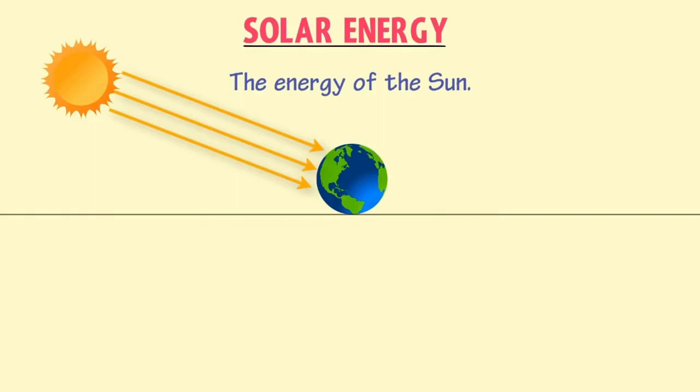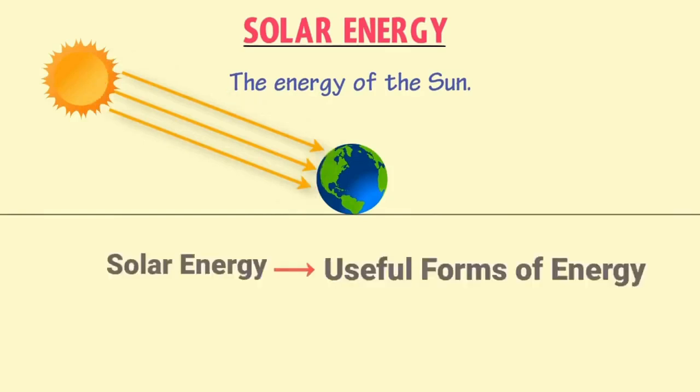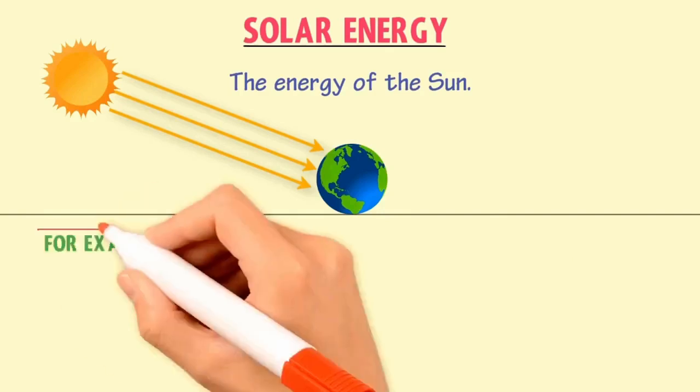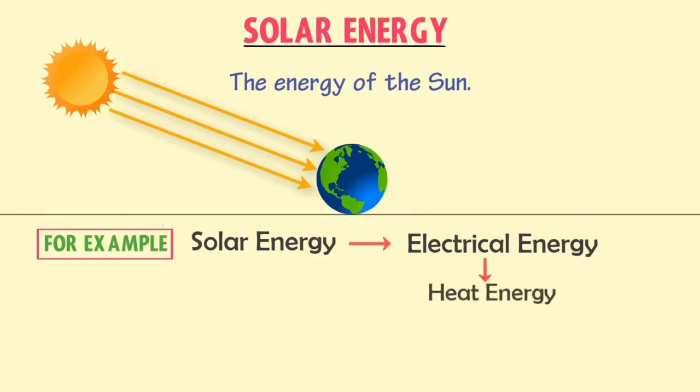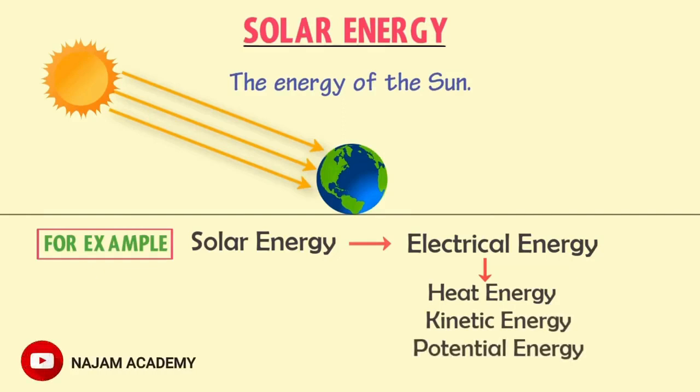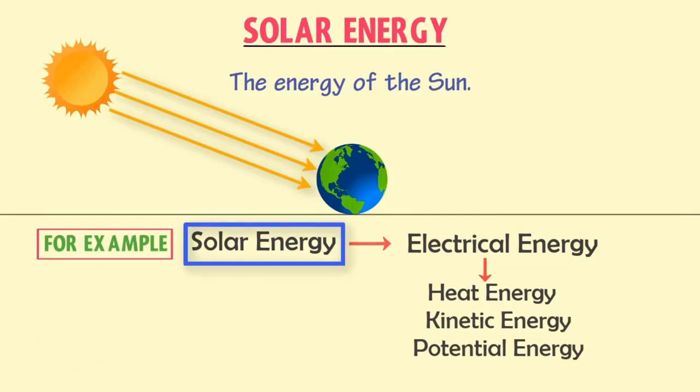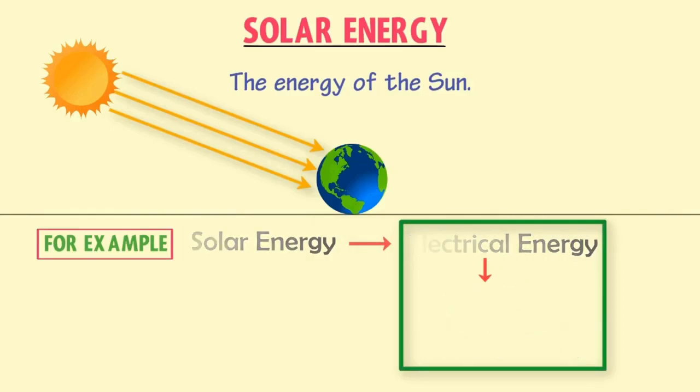Using special scientific methods, we can utilize this solar energy. I mean that we can convert solar energy into other useful forms of energy. For example, we can convert solar energy into electrical energy, and then we can convert electrical energy into heat energy, kinetic energy, potential energy, etc. Hence, solar energy is the chief source of energy, which can be easily converted into other useful forms of energy.